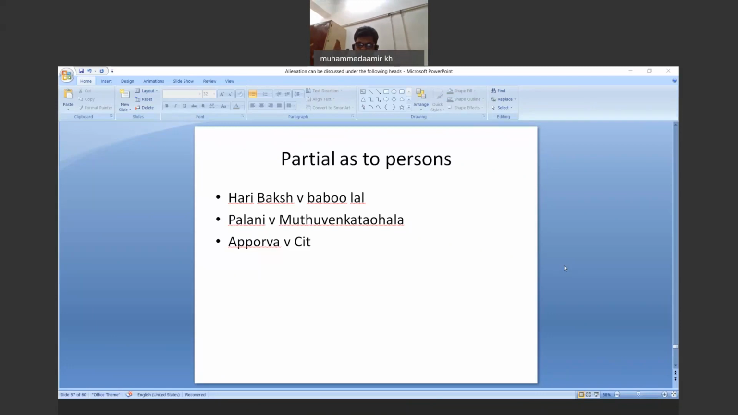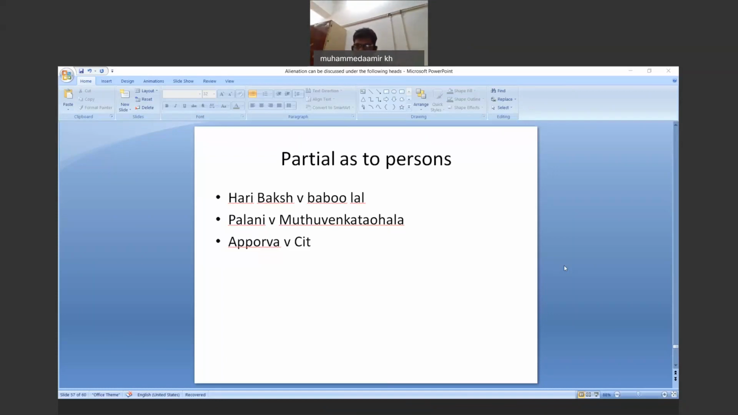And the burden is on the party who asserts the existence of a particular state of things, on the basis of which they are claiming the relief. So the second case is Apurva versus CIT. In this particular case, also, it was held that the father has a power to effect a partition between himself and his minor sons. You are getting it? The father has the power to effect a partition between himself and his minor sons. He can impose that particular thing on minor sons. Are you able to get it?